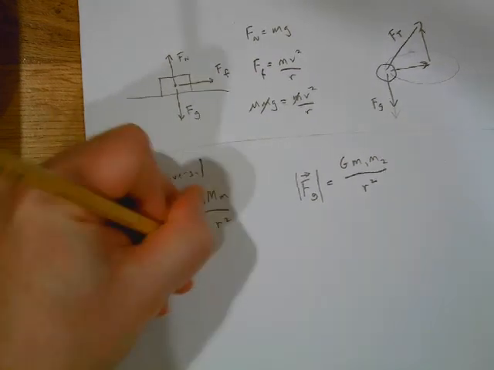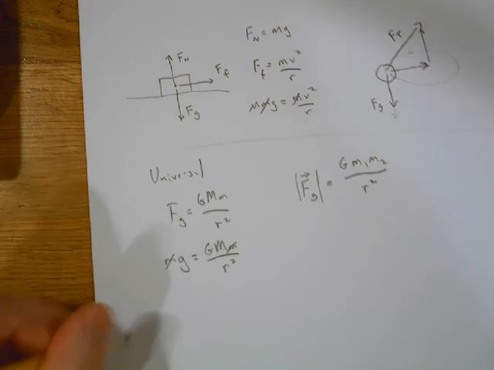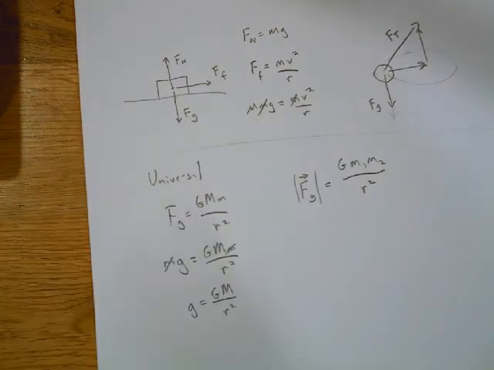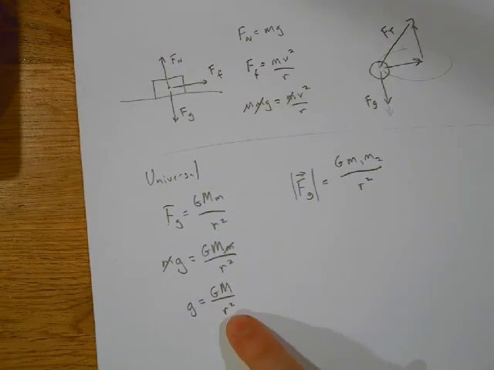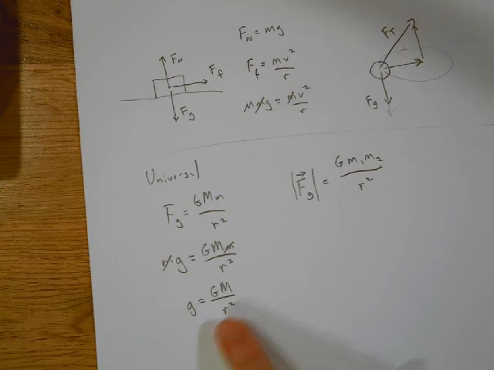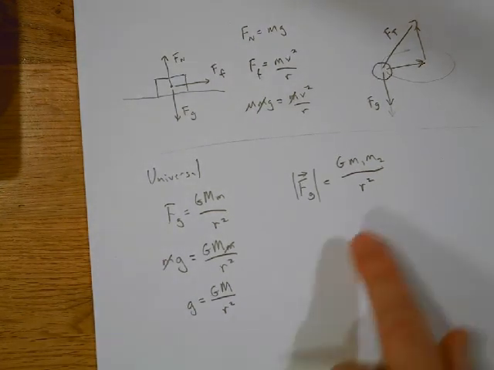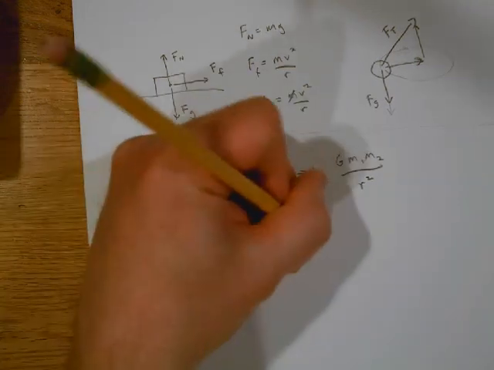But remember, the reason I like to write it like this is because this is also equal to mg, which is Gmm over r squared. Hey, look, my little m's cancel, so the acceleration due to gravity is equal to this. And in fact, if you were to plug in the mass of the Earth and the radius of the Earth, and then big G, which is on your formula sheet, one of the constants, 6.67 times 10 to the minus 11th, you would actually get 9.8. And that's how you get 9.8.